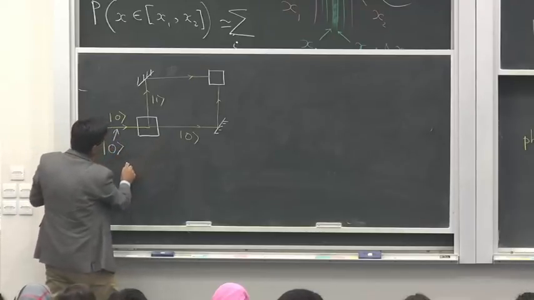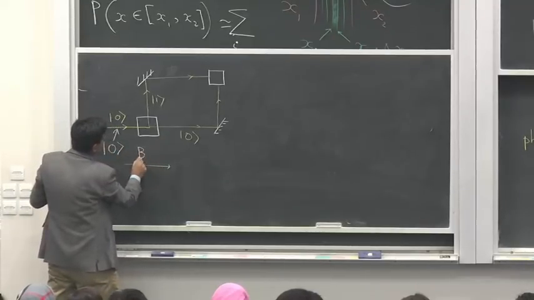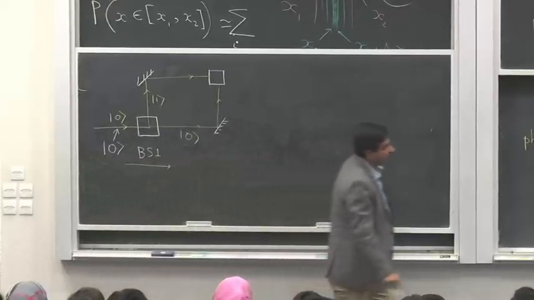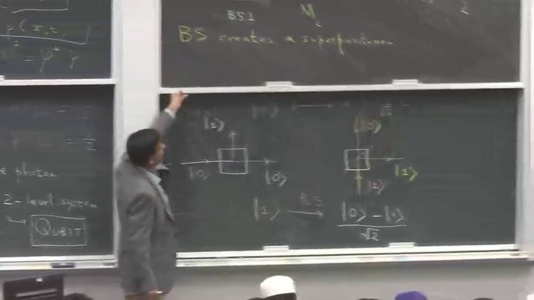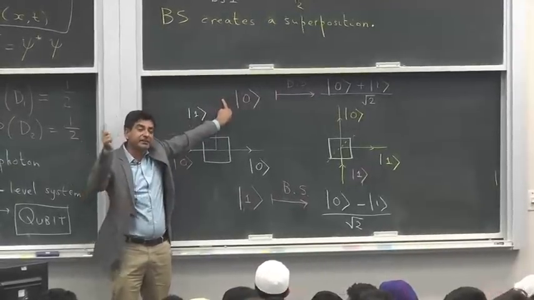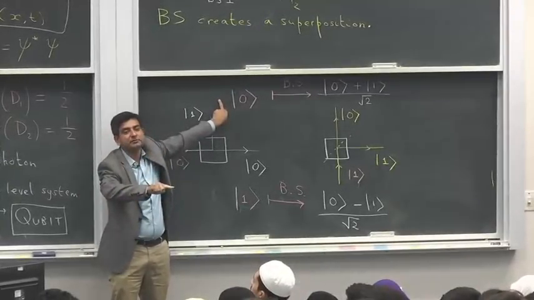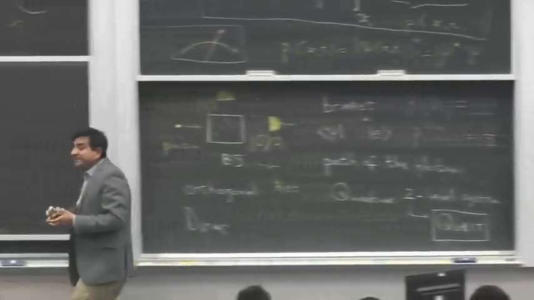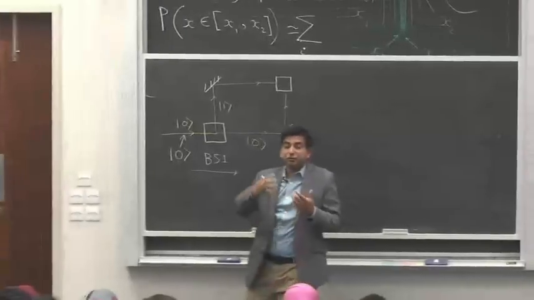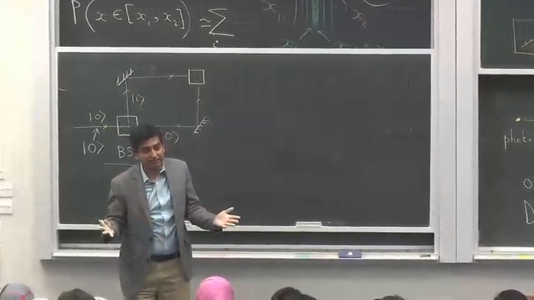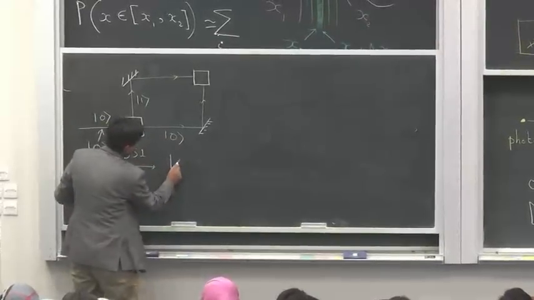So, at this point, the state is psi 0. At this point, what happens is, after the first beam splitter, a superposition is created. Because you have a beam splitter, and this is what the beam splitter does. It creates a superposition. So the first element in this interferometer is the creation of a superposition so that you can do something interesting. Otherwise, it's just like a classical computer.